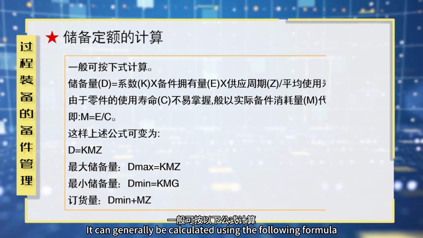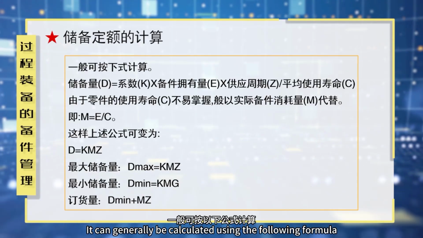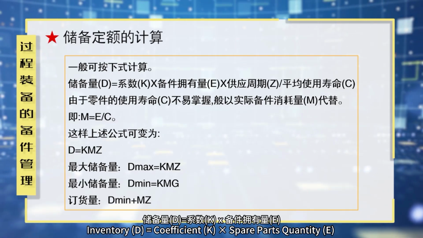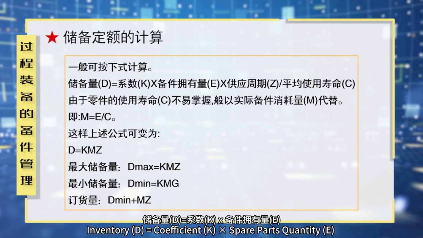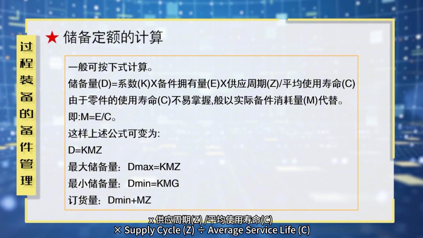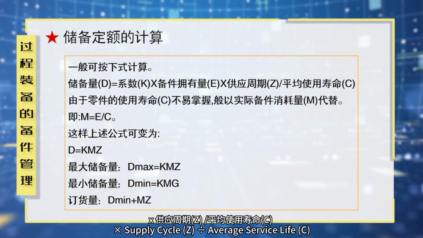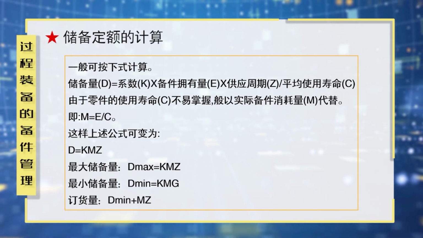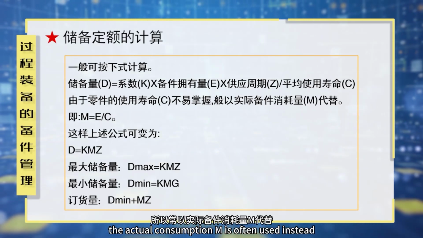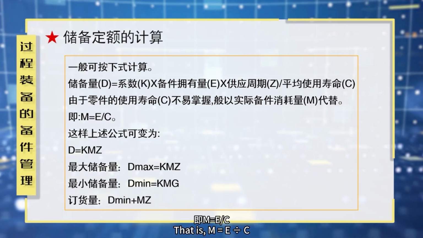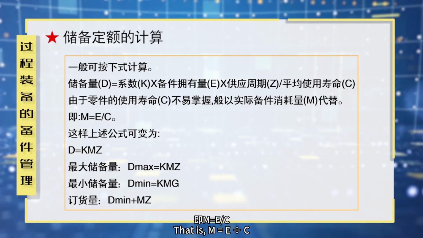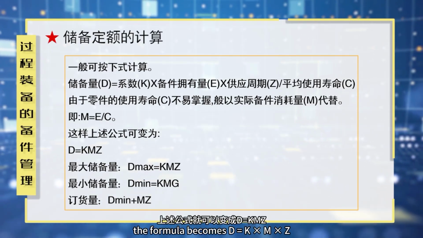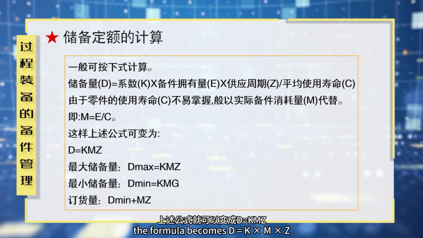It can generally be calculated using the following formula. Inventory, D, equals coefficient, K, multiplied by spare parts quantity, E, multiplied by supply cycle, Z, divided by average service life, C. Since the lifespan of parts is hard to determine, the actual consumption M is often used instead. That is, M equals E divided by C. Thus, the formula becomes D equals K multiplied by M multiplied by Z.